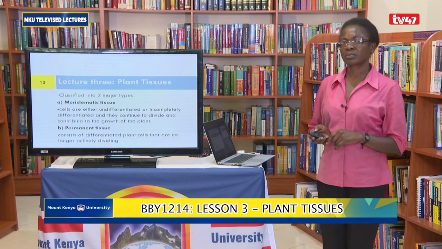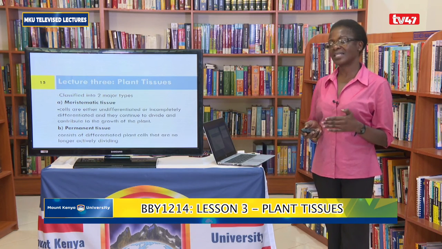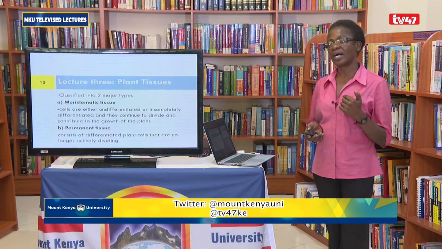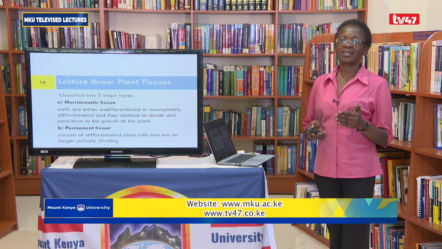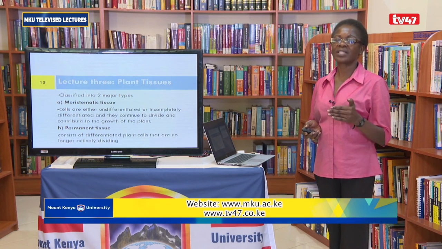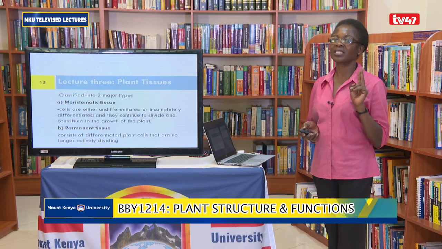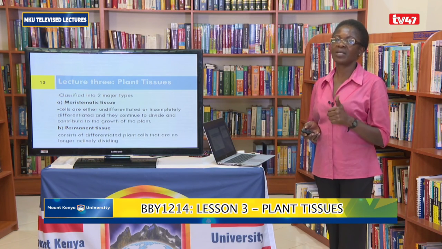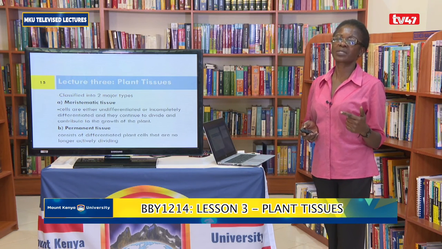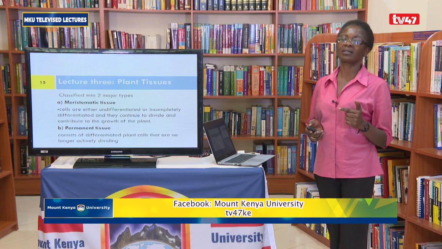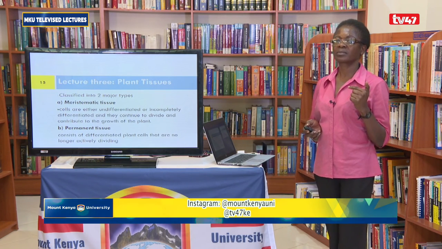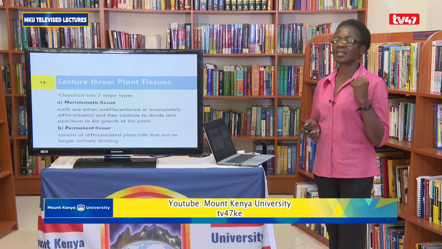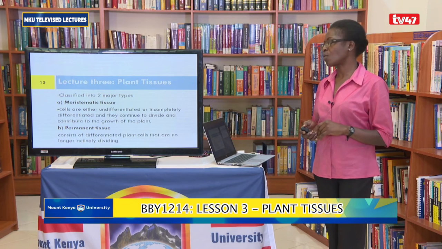Permanent tissue comprises differentiated plant cells. These differentiated plant cells are no longer capable of undergoing cell division. For any plant cell that undergoes differentiation, a completely differentiated cell does not undergo cell division. It loses its ability to undergo cell division. When you talk about a cell being differentiated, it is when a cell develops to become a specific type of cell that performs a specific function. And for a plant cell to become differentiated, it undergoes changes in the cytoplasm as well as in the cell wall.